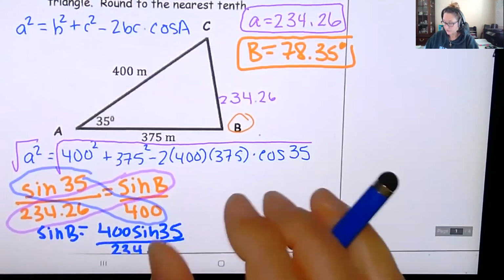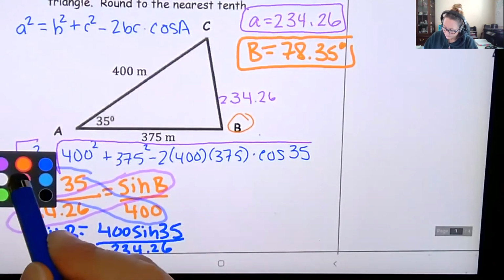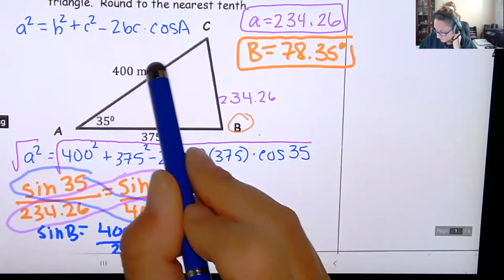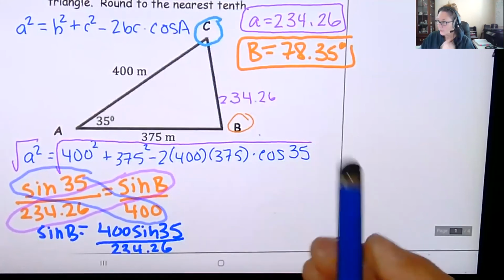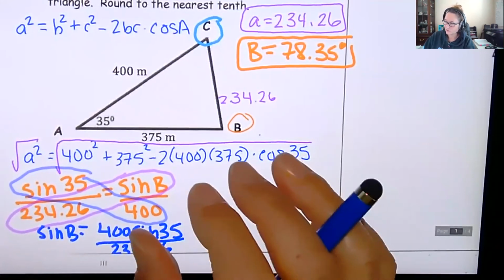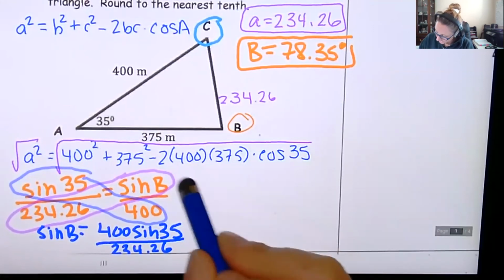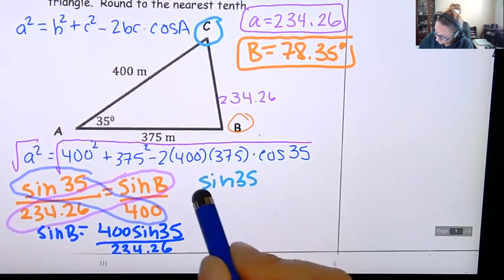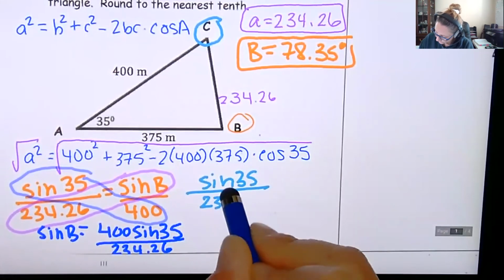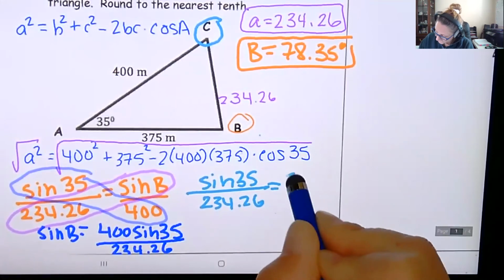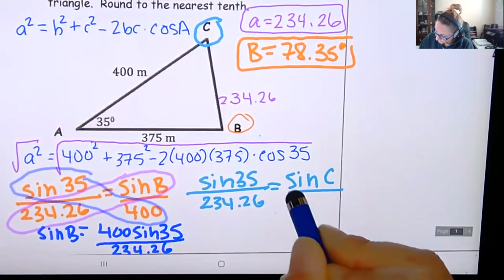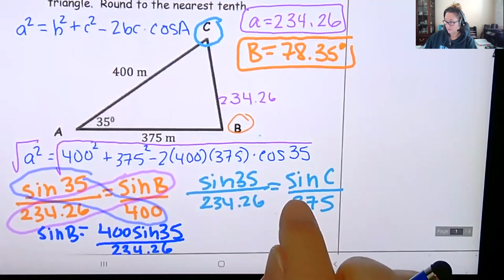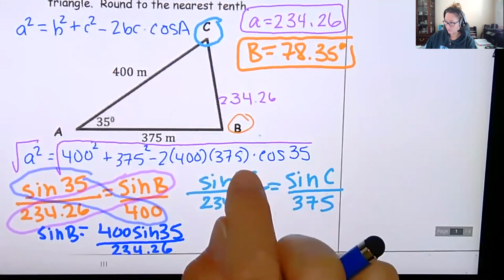Now I'm going to do C. And again, as I'm doing this, I'm taking you guys one step away each time to show you maybe faster ways of doing this. So here, again, I'm going to be doing basically the same idea, sine of 35 over 234.26 equals sine of C over 375. I'm going to cross multiply, and then I'm going to take sine inverse.